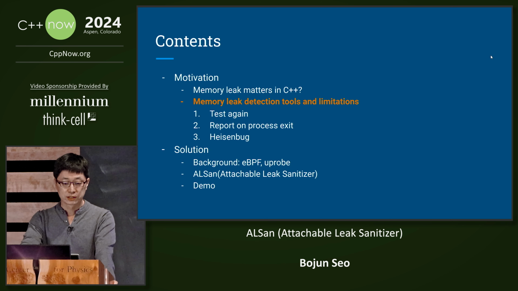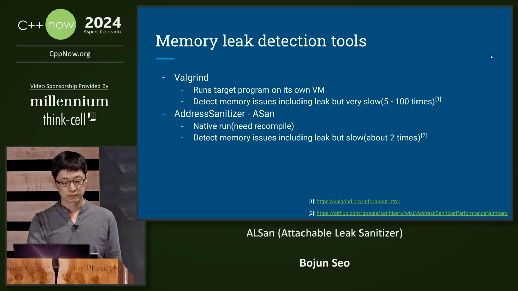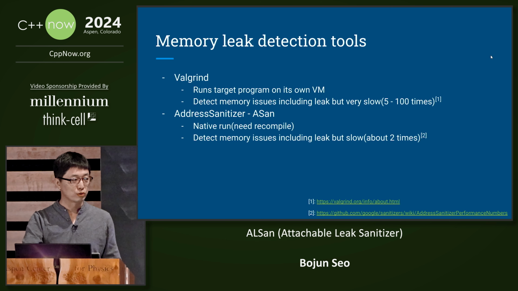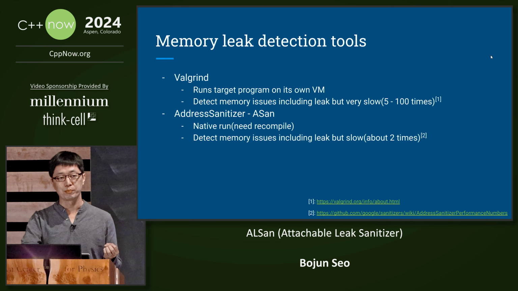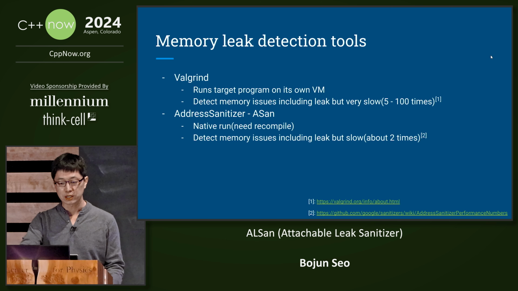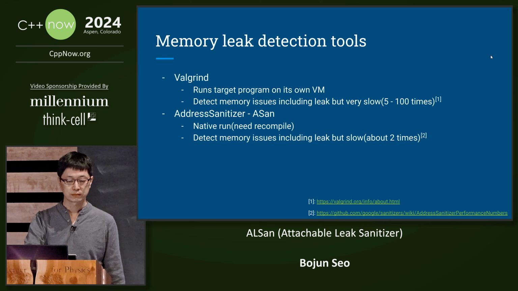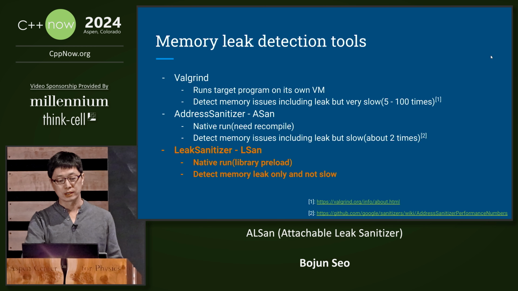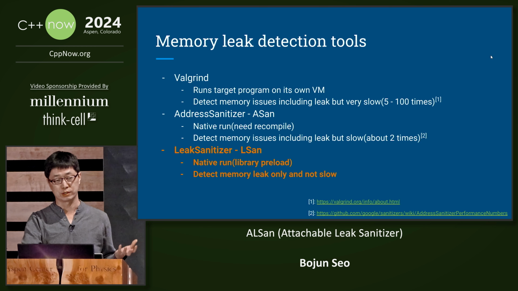So let's talk about some existing memory leak detection tools and their limitations. If you have ever fixed memory leak problems before, then you must have heard of Valgrind or Address Sanitizer. They can detect memory leaks as well as other issues, but because of the ability to detect other issues, they are a bit slow. So if you want to detect memory leaks only, then Leak Sanitizer is recommended because it is not slow.